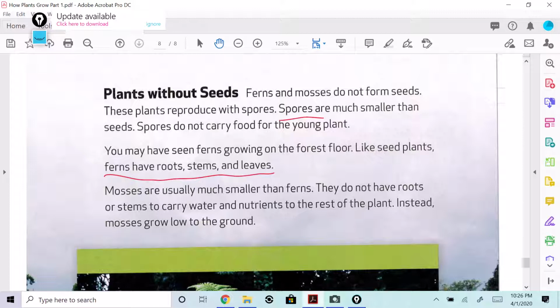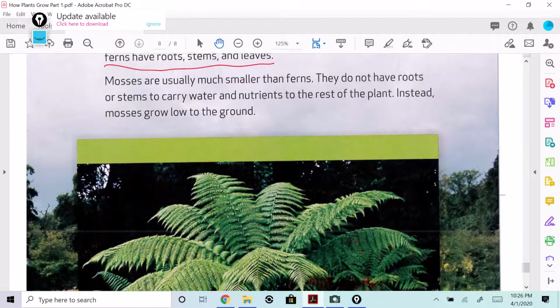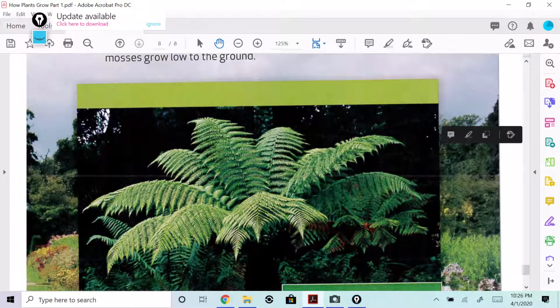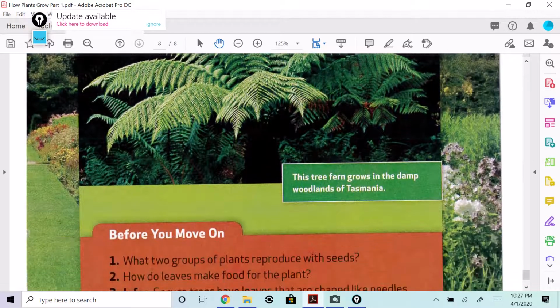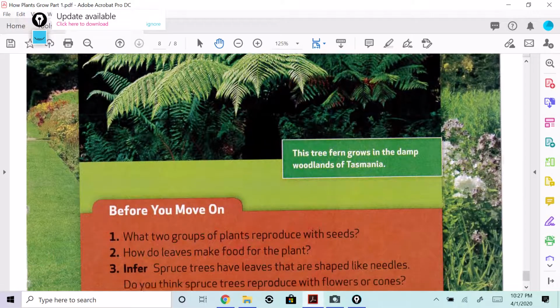Mosses are usually much smaller than ferns. They do not have roots or stems to carry water and nutrients to the rest of the plant. Instead, mosses grow low to the ground. Look at that beautiful fern there. Right there. This tree fern grows in the damp woodlands of Tasmania.